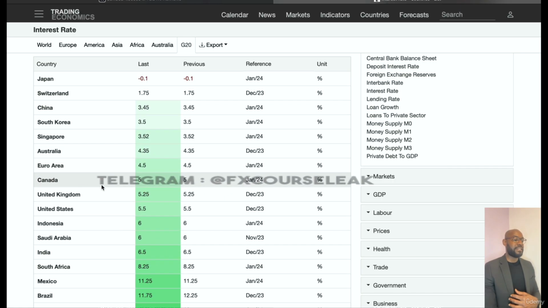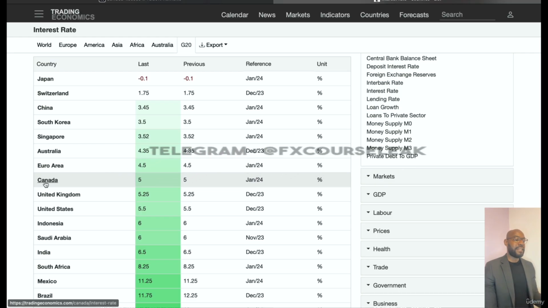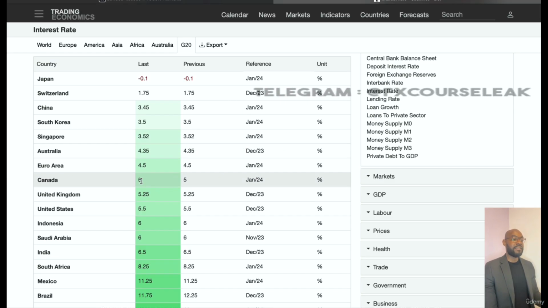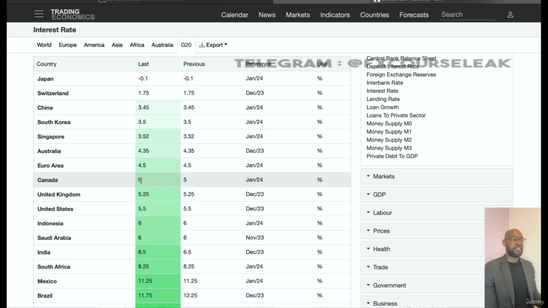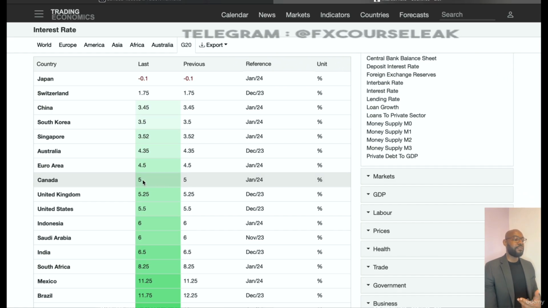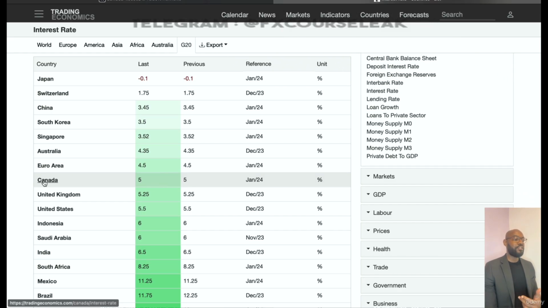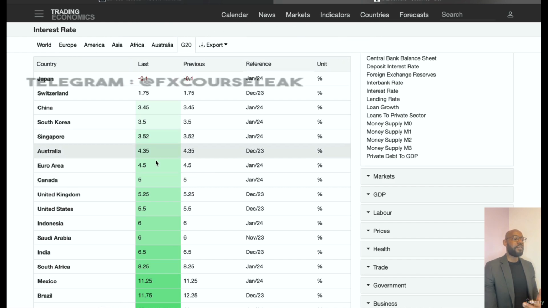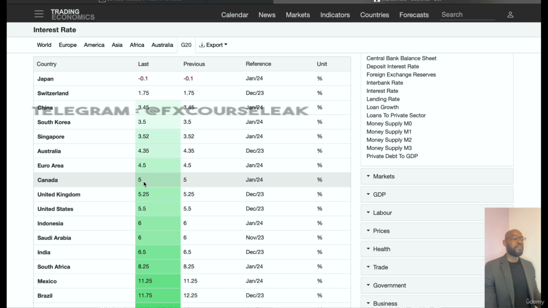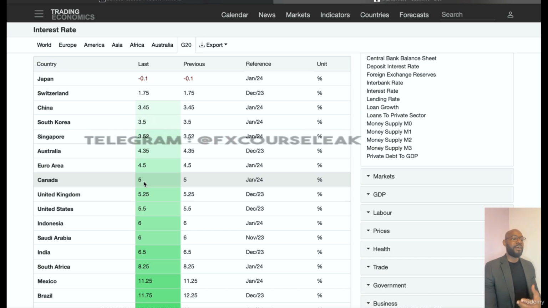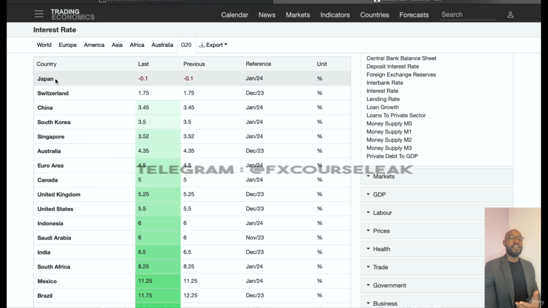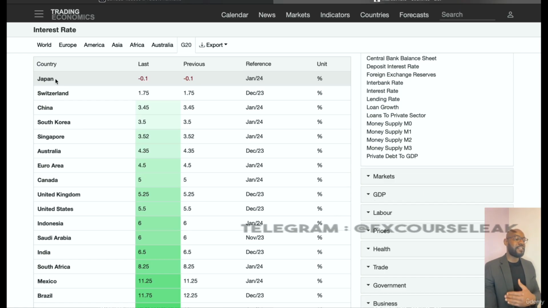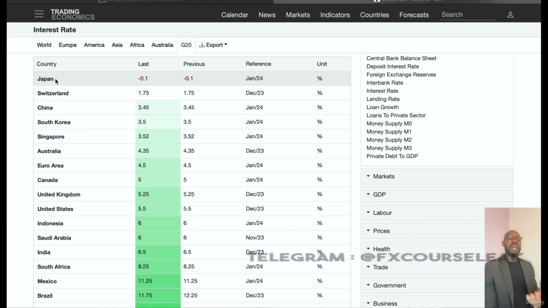Another example is the Canadian dollar as well. You can see the last interest rate for the Canadian dollar is 5. Now, if you're looking at the Canadian dollar against the yen, look at the yen right here. People are going to be more inclined to buy the Canadian dollar against the Japanese yen. So it's basically simple principles, and understanding this is going to help you to have a bias in the marketplace.